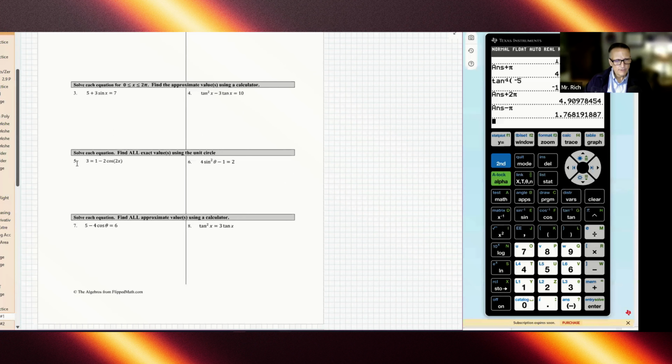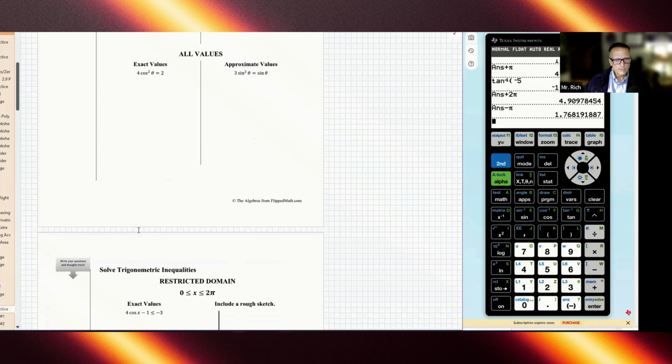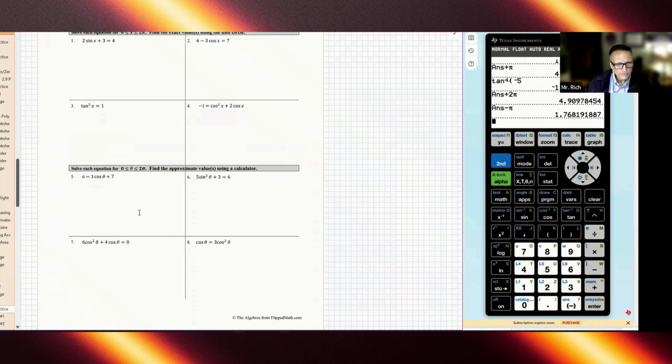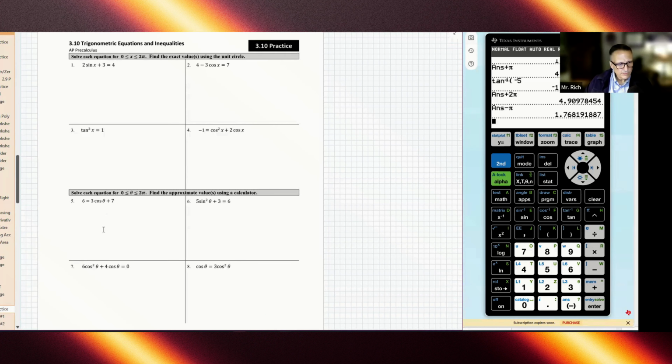Boy, they really like that double angle right there. I think I might have to do it. Well, maybe not. Yeah, all values. No, that's going to be the same situation. Boy, they really want to do the double angle on those. We're going to do the double angle. They want us to do the double angle for some reason.